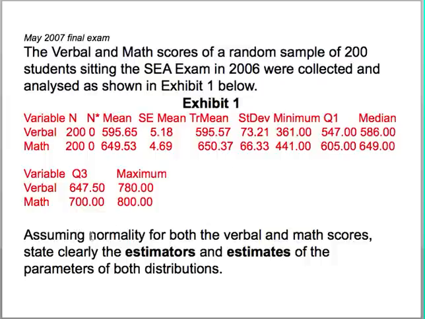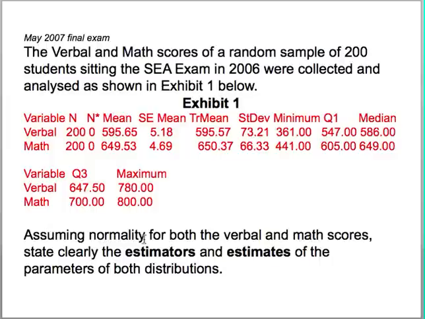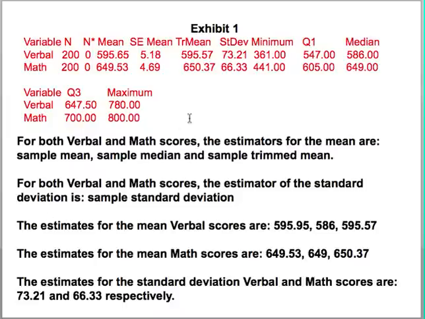Now the question states, assuming normality for both the verbal and the math scores, state clearly the estimators and estimates of the parameters of these distributions. Now the estimators, that would be the sample mean, sample median, and the sample trimmed mean. And the estimates would be the actual values, right? So if I go back to the question, it wanted us to find the verbal and math scores, estimators, and estimates for the parameters. For a normal distribution, the parameters would be the mean and the standard deviation.